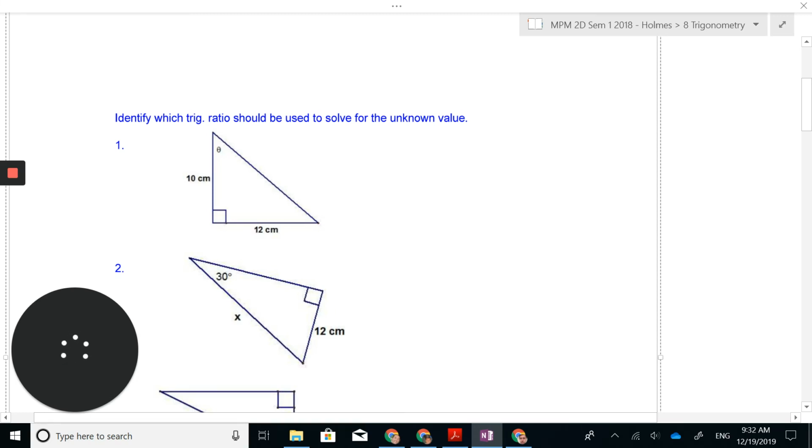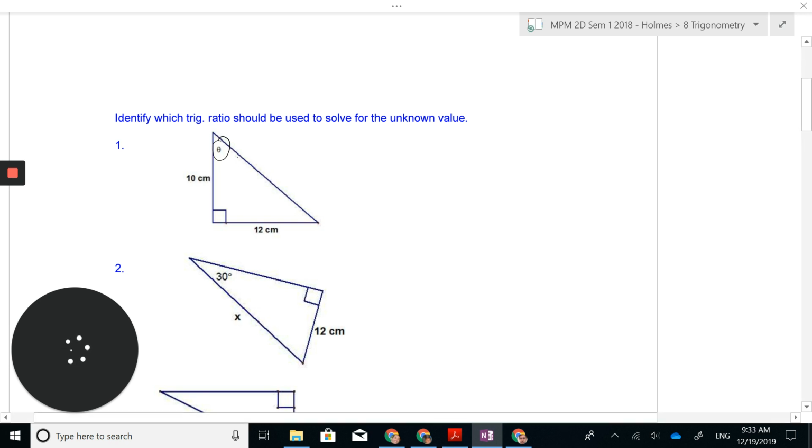Okay, so the video is going to be paused and you're going to be asked question number 1. Identify which trig ratio should be used to solve for the unknown value. So the unknown value here is theta, and you're being asked, would we use sine, cos, or tan? Okay, answer that question, and then the video will continue.